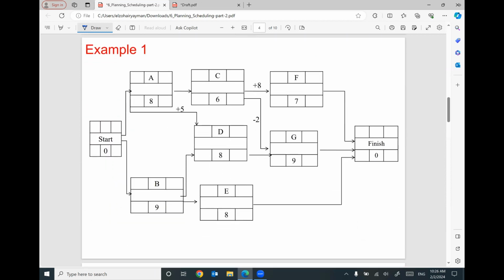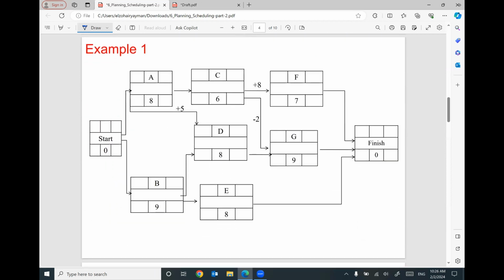For this example, we are given an activity on node network, and it is required to complete the scheduling. Complete the scheduling means I have to figure out the early start, early finish, late start, late finish, free float, total float for these activities. So let's start with the forward pass. Here is the start, 0 plus 0 will be 0. So the start node is 0.